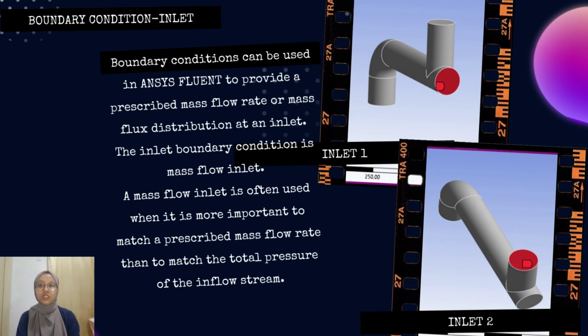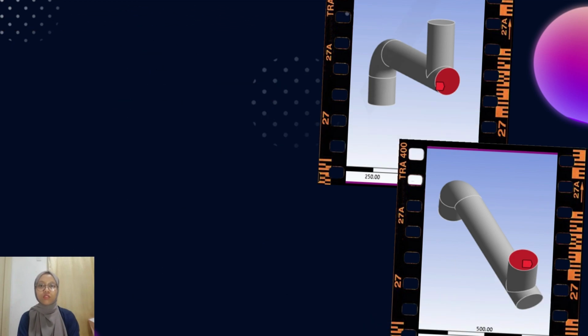Boundary condition inlet. Boundary condition can be used in ANSYS Fluent to provide a prescribed mass flow rate or mass flux distribution at an inlet. The inlet boundary condition is mass flow inlet. A mass flow inlet is often used when it is more important to match a prescribed mass flow rate than to match the total pressure of the inflow stream.